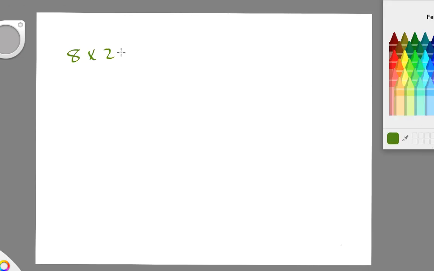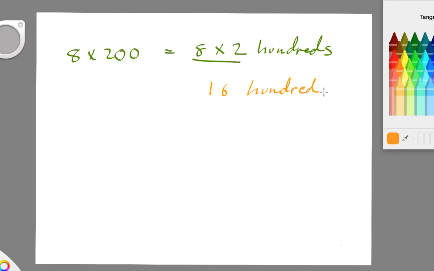There we go. Okay, 8 times 200 is the same thing as 8 times 2 hundreds. And it's easy to multiply 8 times 2. 8 times 2 is 16. And we still just kind of keep our hundreds here. 16 hundreds looks like 1,600. Okay? And that's another way that you could kind of just think through that. 16 hundreds is 1,600, and that helps answer that.